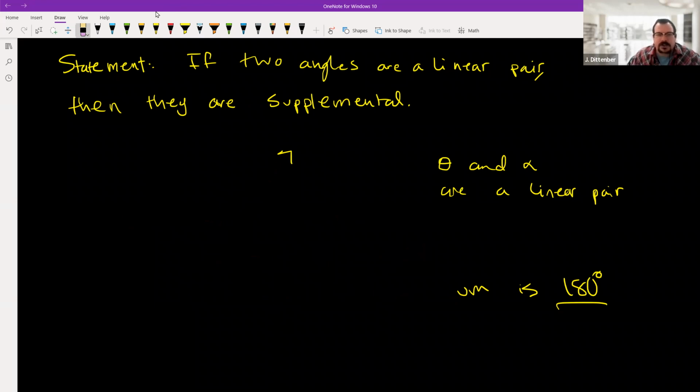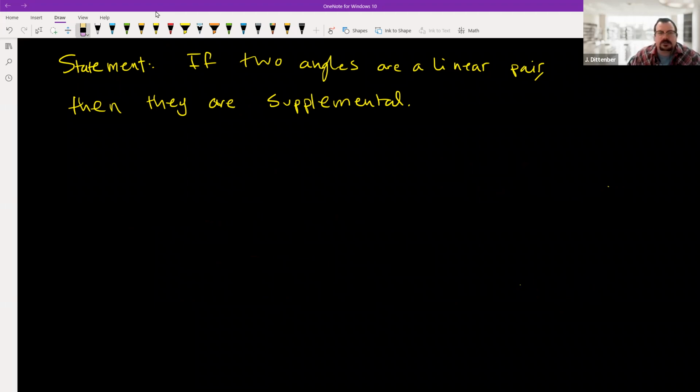If P, then Q is true, certainly. So our statement P is like this one. P is the statement that the two angles are a linear pair, and Q is the statement that they are supplemental. P implies Q is only false if you have a linear pair and they're not supplemental. If you said two angles are a linear pair, then they are not supplemental, well, that's false, right?